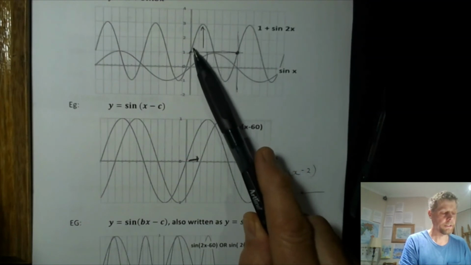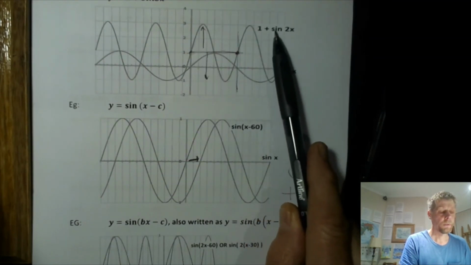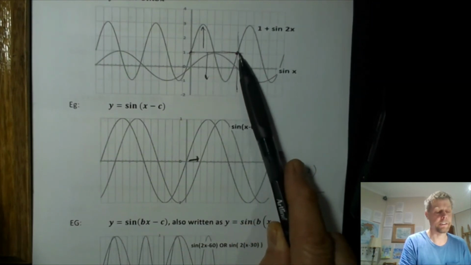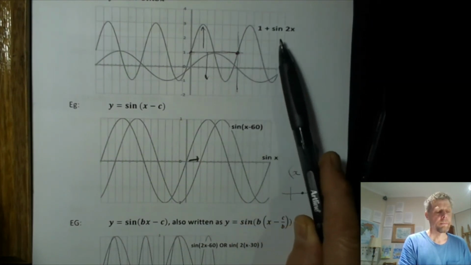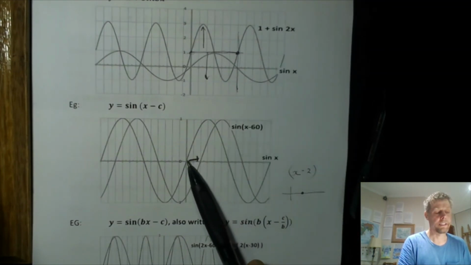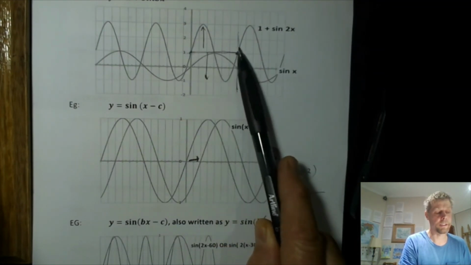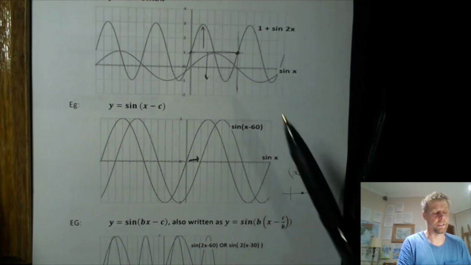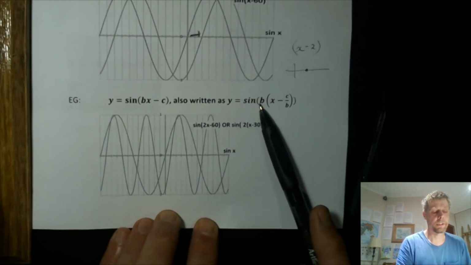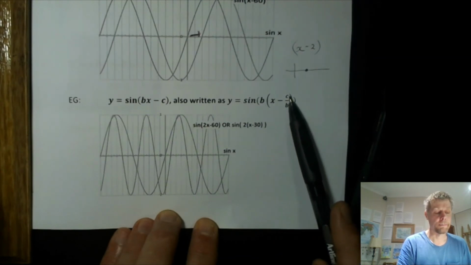Here we had a sine of 2x. Okay, so it went faster, it went within 180 degrees. But if we have 2x minus 60, it doesn't shift this tight graph by 60, it actually shifts it by 30 degrees, it's slightly less. And that's why we put sine of b times x minus c over b.